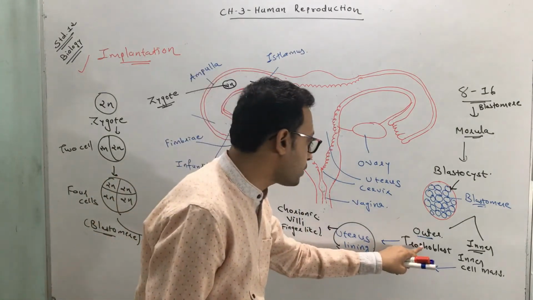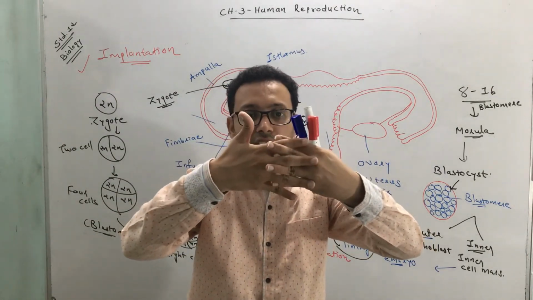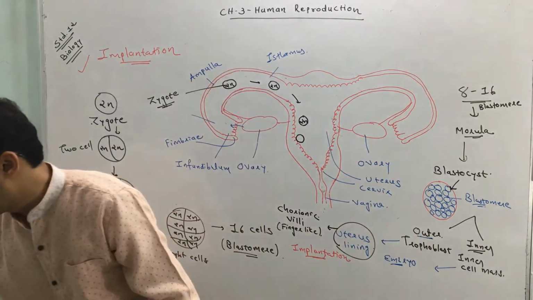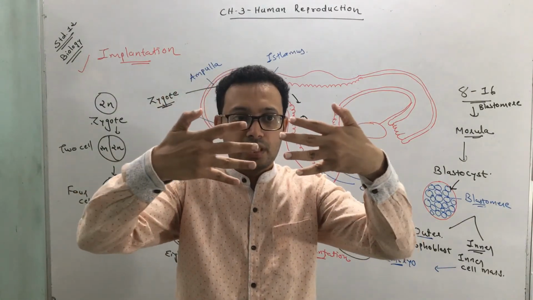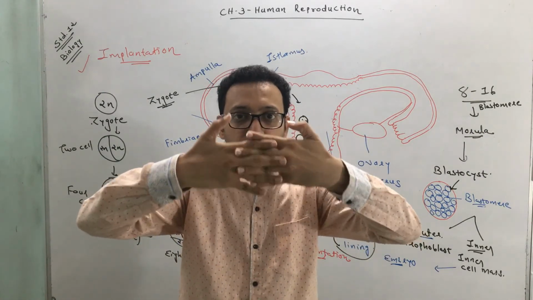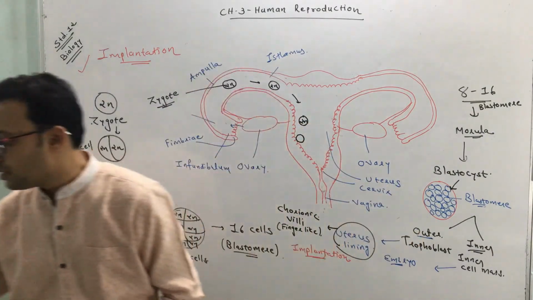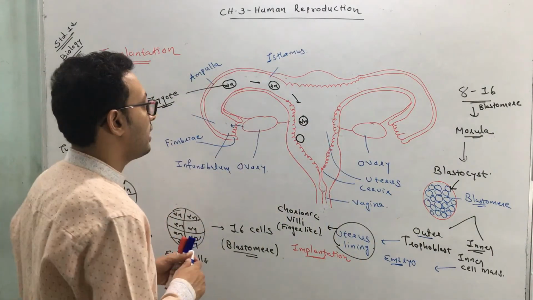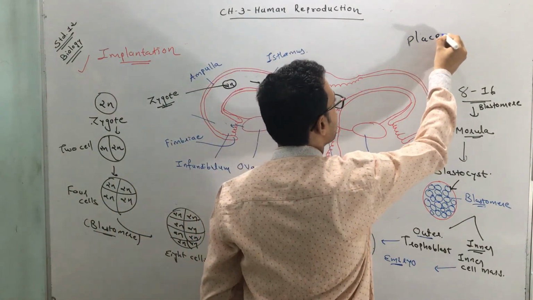Now the cells of this trophoblast interdigitate like this. See here, this is the trophoblast and this is the lining of the uterus. They interdigitate with it. Once it interdigitates, it makes the attachment strong, and what is going to be formed is called the placenta. It leads to the formation of the placenta.